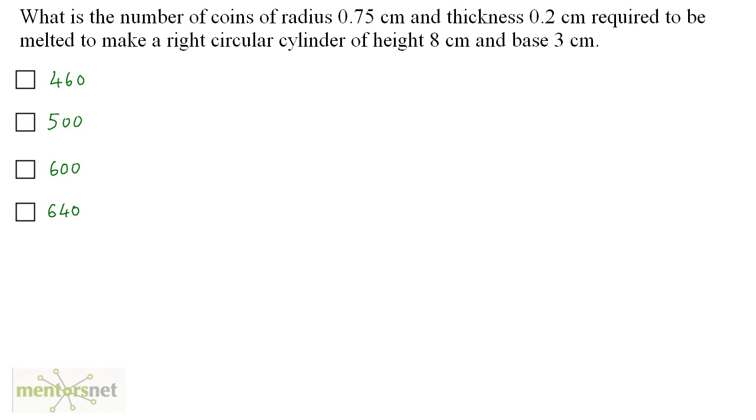What is the number of coins of radius 0.75 centimeter and thickness 0.2 centimeters required to be melted to make a right circular cylinder of height 8 centimeters and base 3 centimeters? Let us consider that the number of coins required is n. Now n coins are melted to form a bigger cylinder. So I can say that the volume of the cylinder is equal to n times the volume of one coin, right? The point is the volume should remain the same.